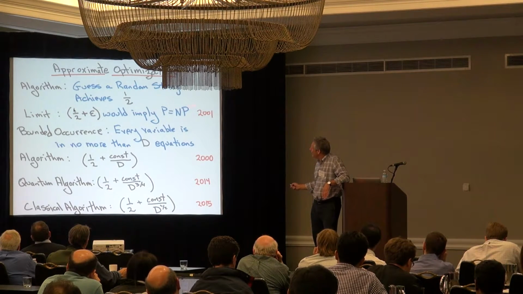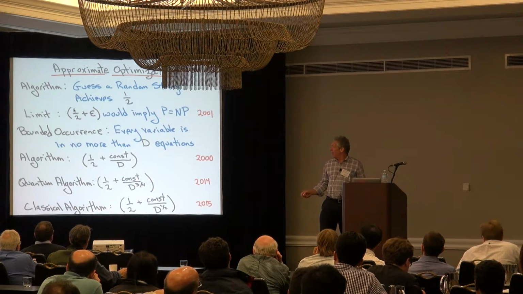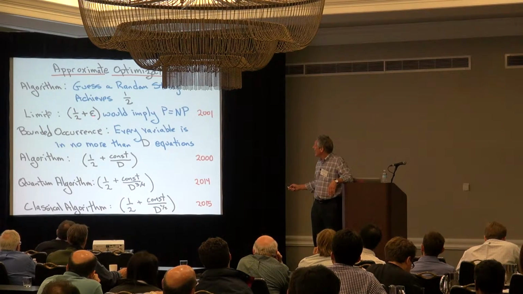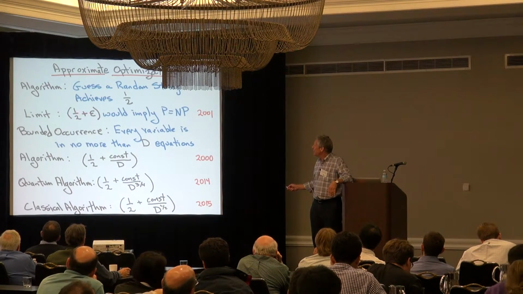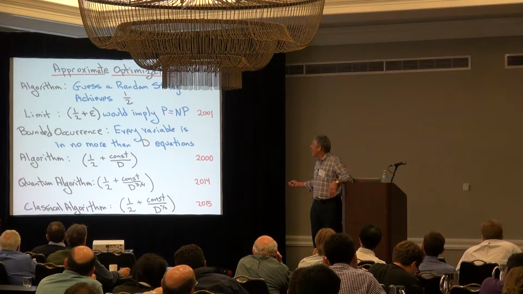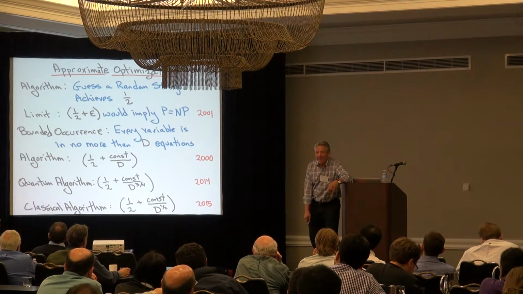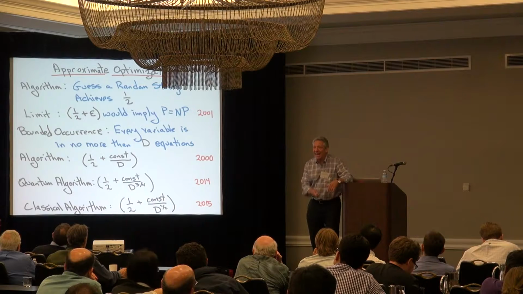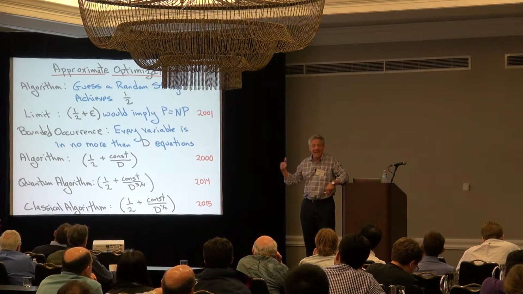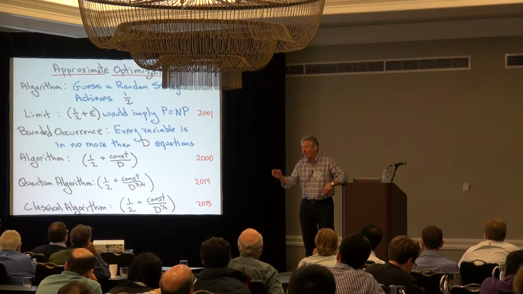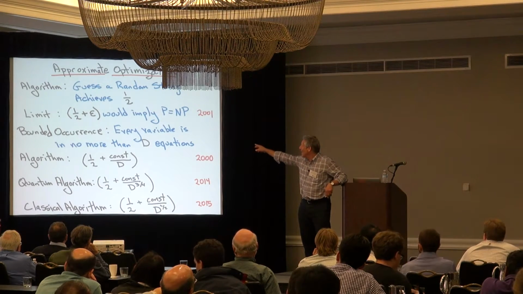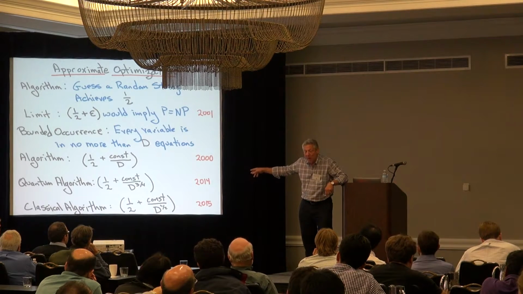But in 2001, it was shown that if you could achieve an efficient algorithm that got an approximation ratio of a half plus epsilon, that would imply that P equals NP. That's remarkable, right? This is a beautiful classical result. It's saying that you cannot improve on random guessing. I mean, you could improve maybe a little bit, but you cannot improve. Epsilon could be 10 to the minus 20.